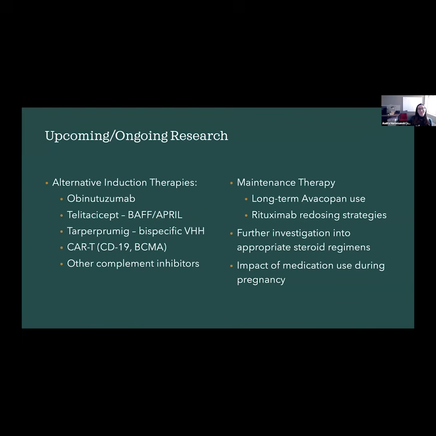There's also a lot of interest in how we maintain remission in patients. So the long-term use of avacopan, for example, is something that's being investigated. How often or how we redose rituximab has been a topic of discussion for many years, and there's still more investigation into that that's ongoing. Similarly, appropriate steroid regimens. How much steroids do patients need is an ongoing question. We use a lot less steroids now than we did in the past, but it is one of those things that I think we'll continue to iterate on until we find the most appropriate regimen.